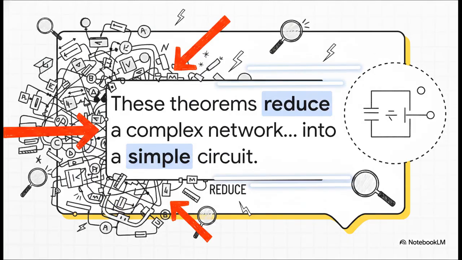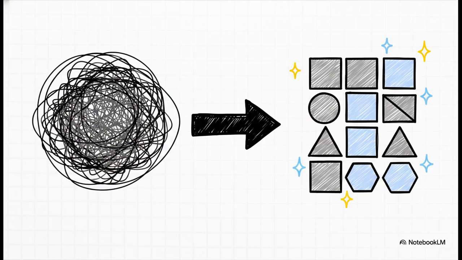You know, I absolutely love this direct quote from the source textbook because it perfectly summarizes the underlying philosophy of everything we've talked about today. It says, these theorems reduce a complex network, as seen from two terminals, into a simple circuit so that its responses can be easily determined. It is all about reduction. It's about not letting the sheer volume of information completely overwhelm you, and instead systematically reducing it down to what actually matters. And that brings us to our final thought for this explainer.